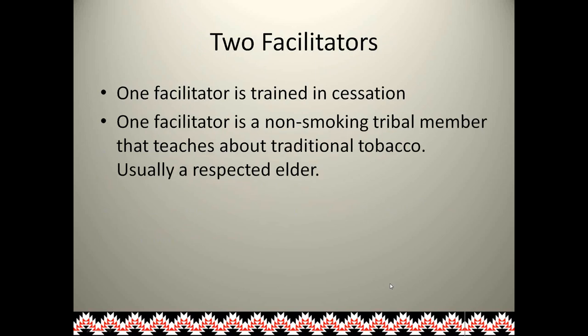And so it does have two facilitators. One facilitator is usually trained in cessation, and the other facilitator is a non-smoking tribal member that teaches about traditional tobacco. It's usually a respected elder. Sometimes it can be the same person, and if it is, that's great. But we always want to make sure that in the community that we're doing this with, we do have a tribal member from that community that can talk about traditional tobacco and how it's used within their own community.